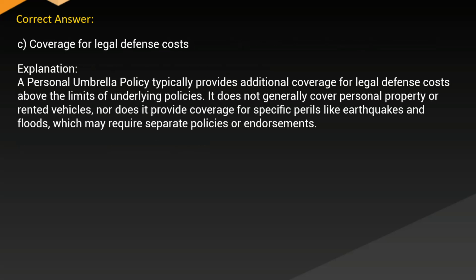Correct answer: C. Coverage for legal defense costs. Explanation: A personal umbrella policy typically provides additional coverage for legal defense costs above the limits of underlying policies. It does not generally cover personal property or rented vehicles, nor does it provide coverage for specific perils like earthquakes and floods, which may require separate policies or endorsements.